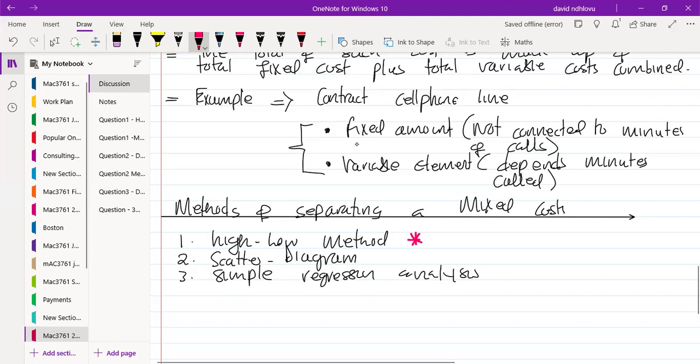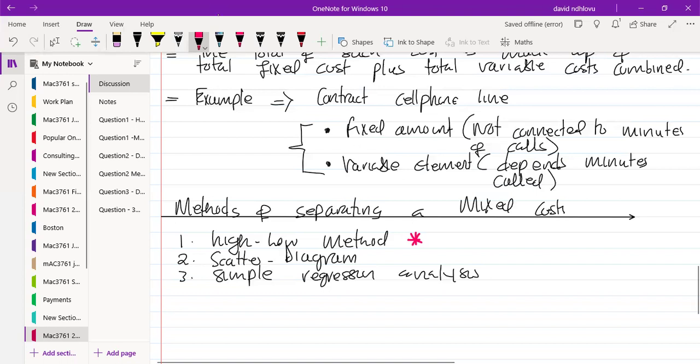Right, the scatter diagram is a method that can be used, but they will never ask you that in the exam. You need to have a graph paper, you need to draw some things, it's trial and error, it takes forever to compile. So they will never ask you that. You can practice it for interest's sake, you can check it out in your textbook. Right, the simple regression analysis, if you are doing CTA level, they will never ask you that again. It's too long, it takes time to compile.